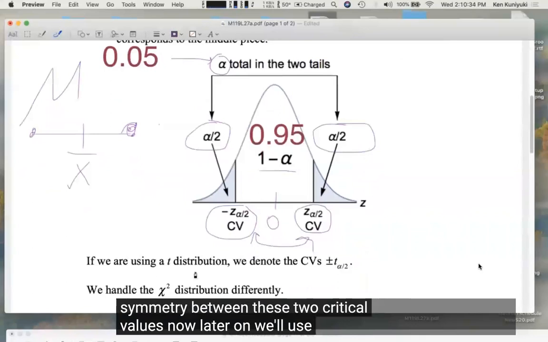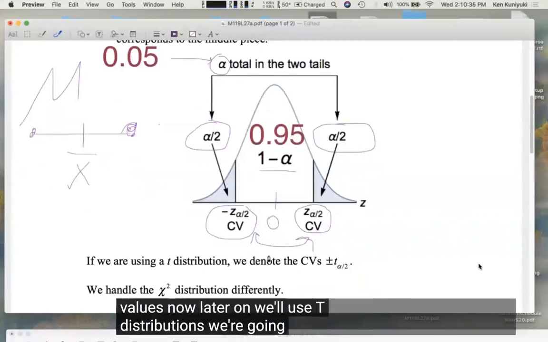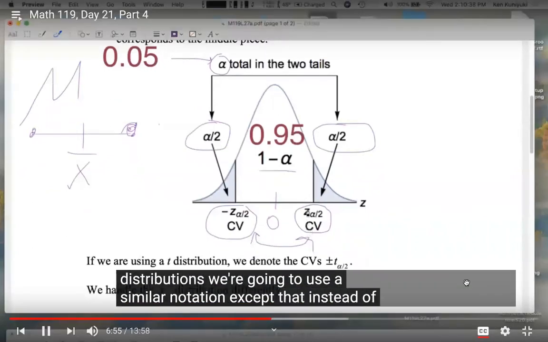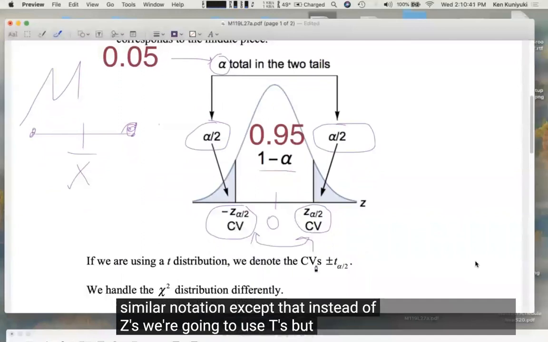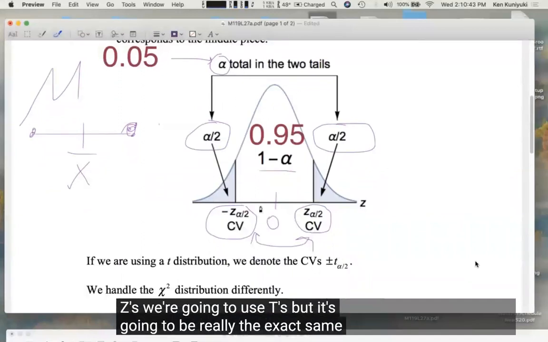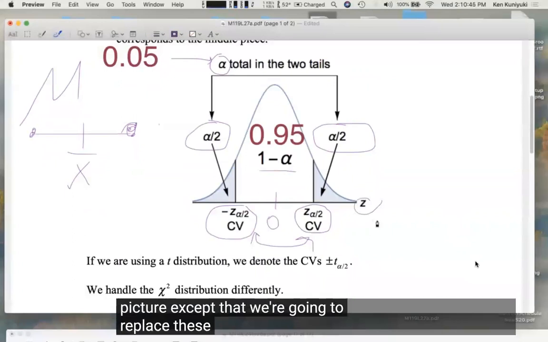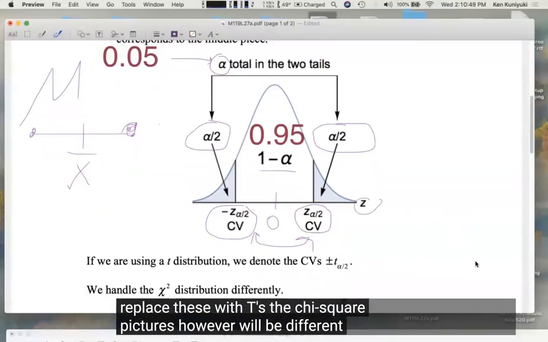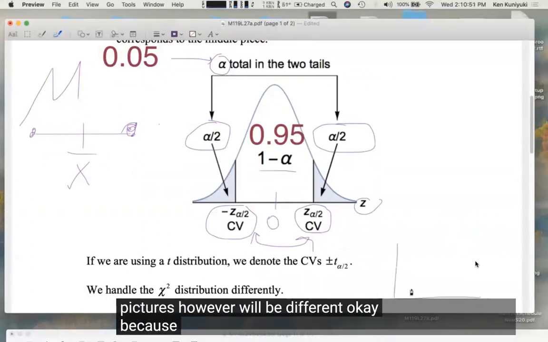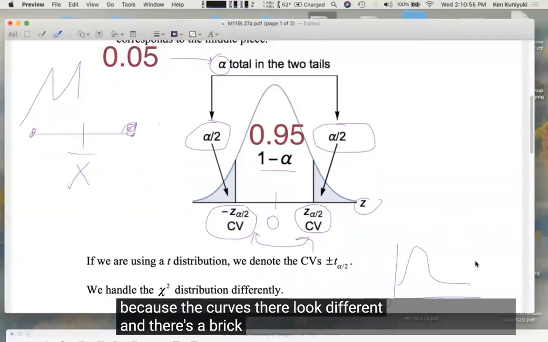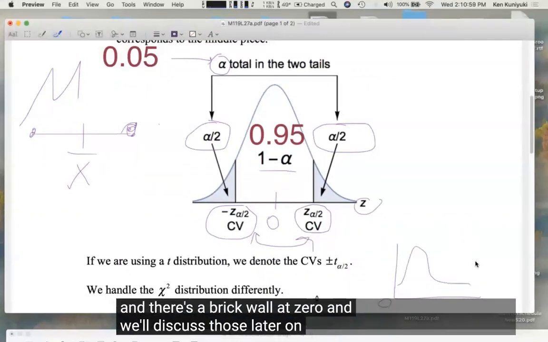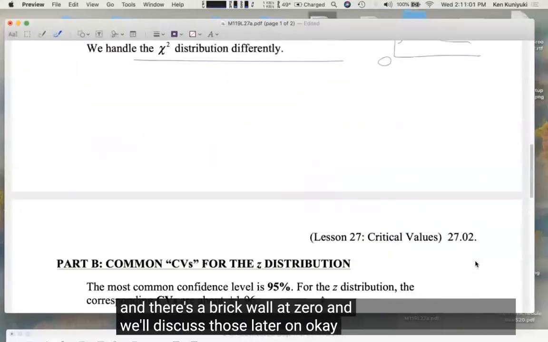Now later on, when we use t-distributions, we're going to use a similar notation, except that instead of z's, we're going to use t's. But it's really the exact same picture, except that we replace z's with t's. The chi-square pictures, however, will be different, because the curves there look different and there's a brick wall at 0. And we'll discuss those later on.